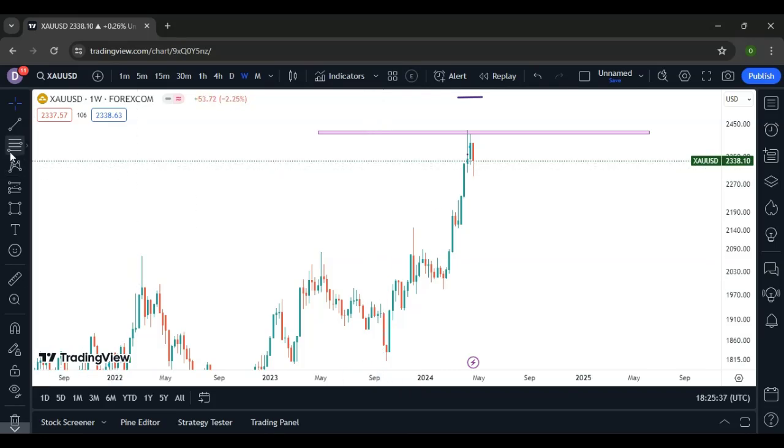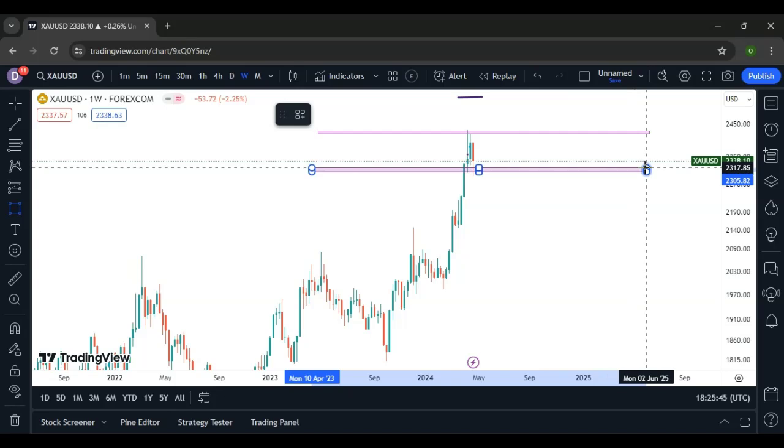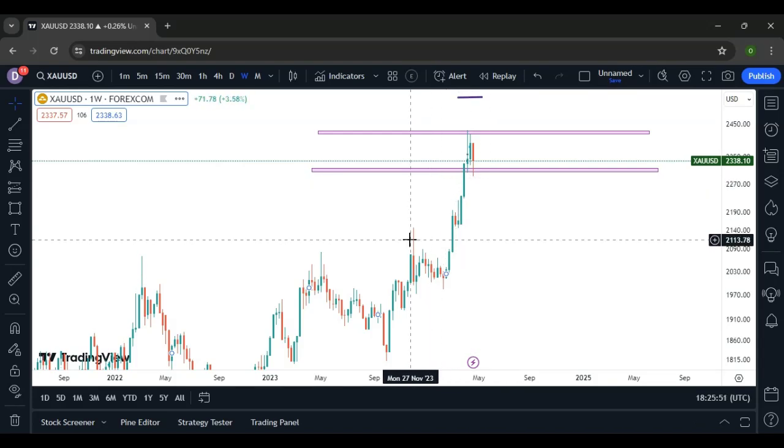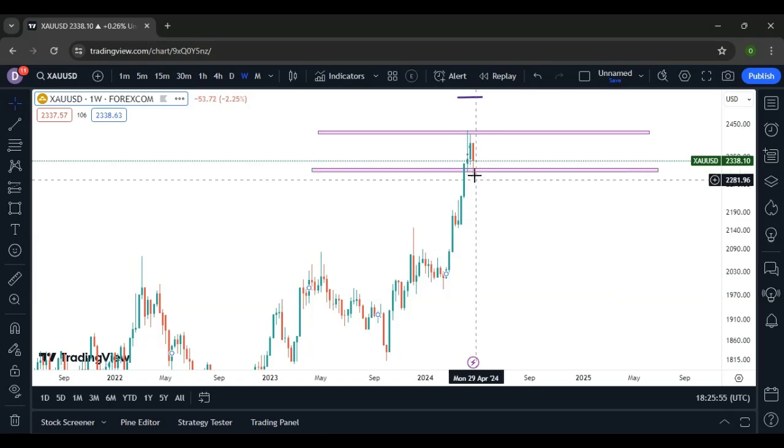So now I'll be picking another tool to draw a support here. I'll be taking this as my major support. Yes, I'll be taking this as my major support. Take it or leave it. So this is my major support. This is resistance, new high. This is my new low. Then this is another low.